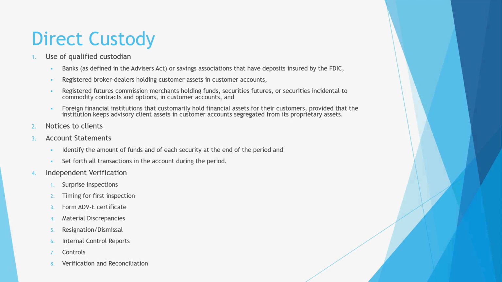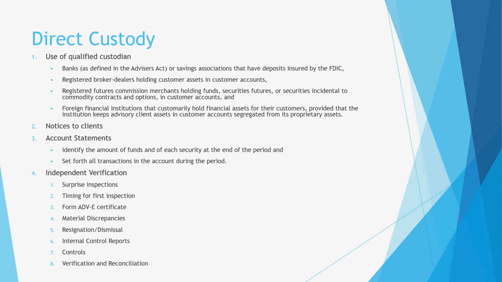The accountant will file with the SEC within 120 days after the inspection a certificate on Form ADV-E stating that the accountant has examined the funds and securities and the nature and extent of the examination. If the accountant finds any material discrepancies during the course of the examination, the accountant will notify the SEC within 1 business day by fax or email, followed by first-class mail, directed to the director of the Office of Compliance Inspections and Examinations.